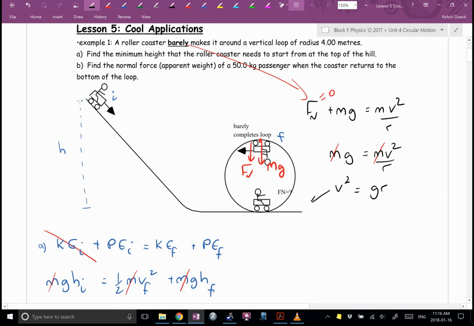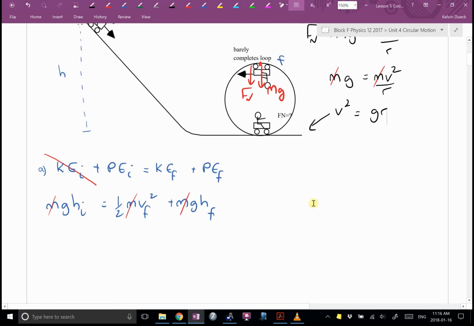So I'm going to plug this in down here. I'm going to get gh initial equals, I'll replace the 1/2 with a 0.5, plus g, I'm going to pause here. Now the final height, what would a clever way be to write that height?